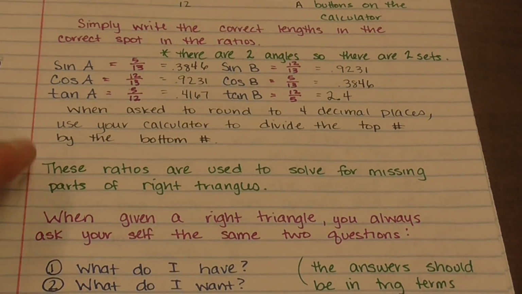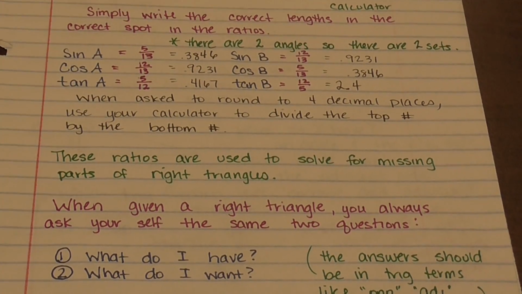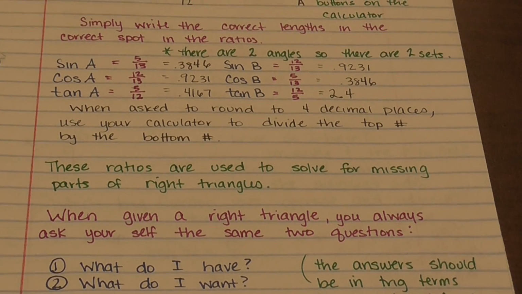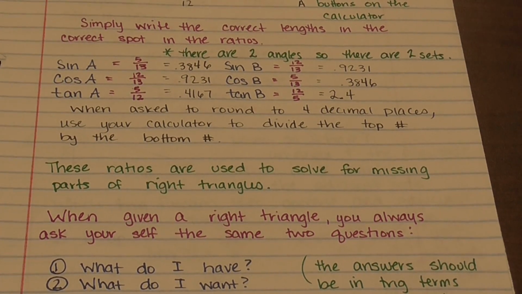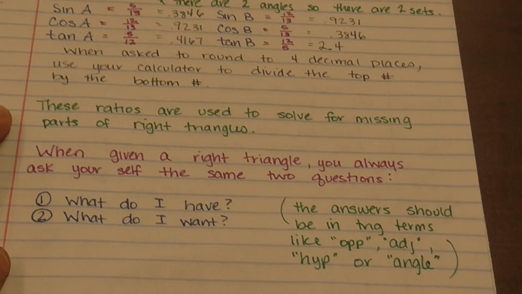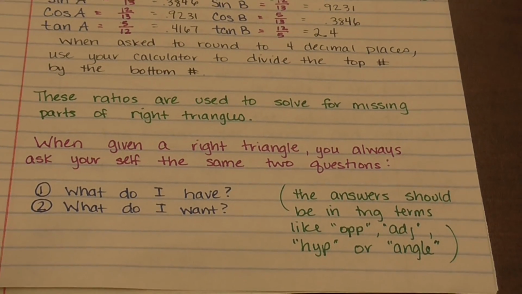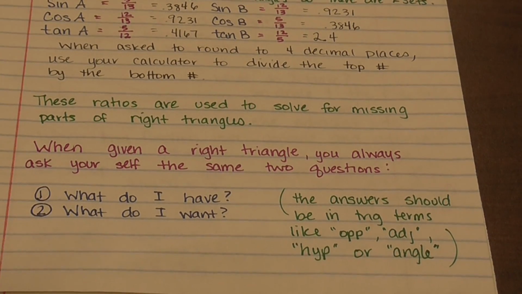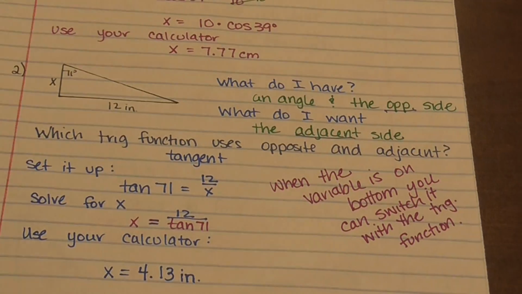So the ratios are used to solve for missing parts. When you don't have a special right triangle, we have to use the trig. So when you're given a right triangle, you ask yourself the same two questions every time. What do I have and what do I want? The answer should be in trig terms, like opposite, adjacent, hypotenuse, or angle.